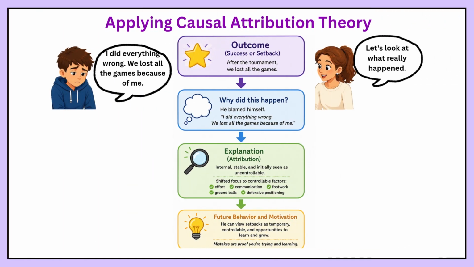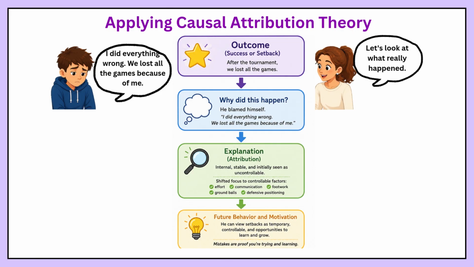When I stepped back and looked at the situation through the lens of causal attribution theory, I realized exactly what was happening. First, his attribution was internal. He wasn't blaming the weather, the officials, or his teammates. He believed the losses were his fault. Second, he was beginning to see the situation as stable. Instead of viewing it as one difficult tournament, he started questioning his ability as a player.